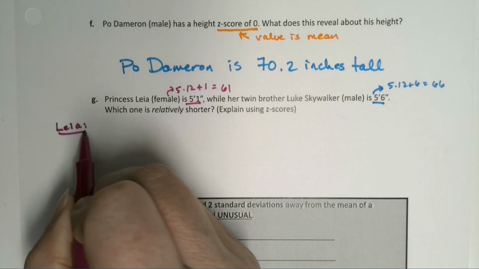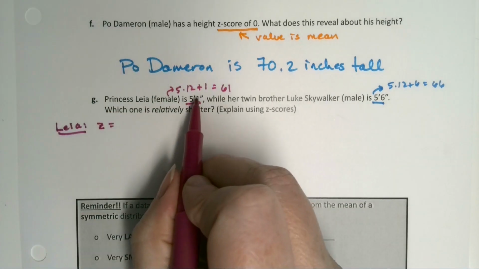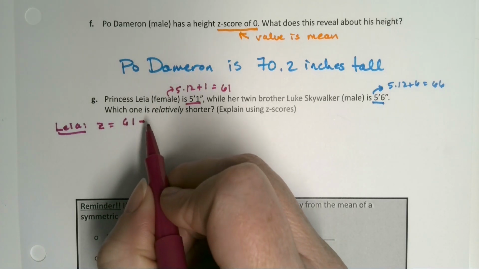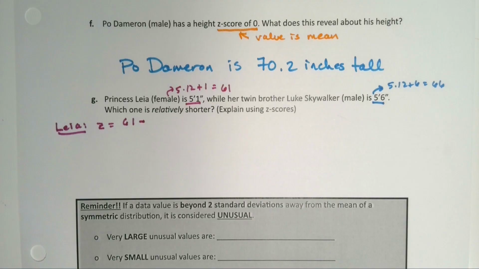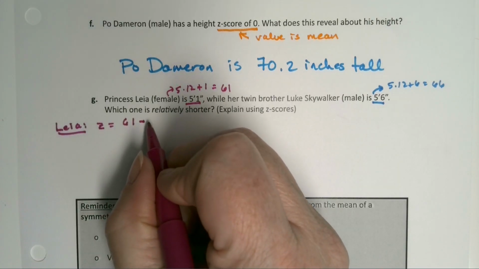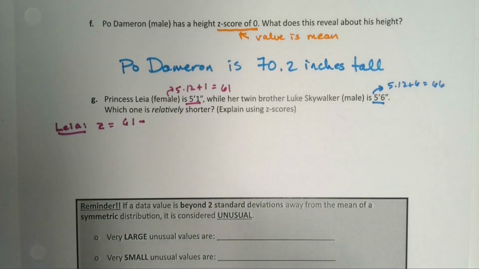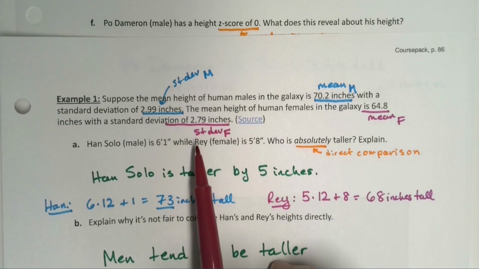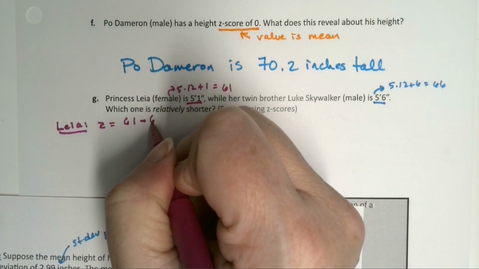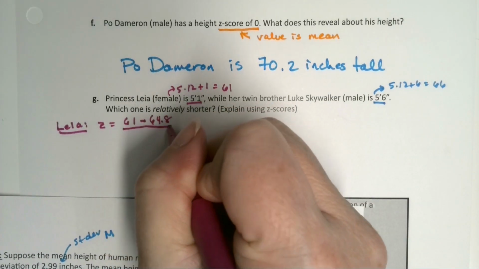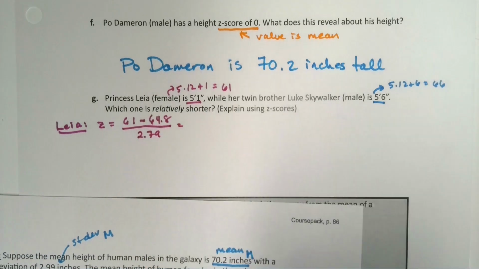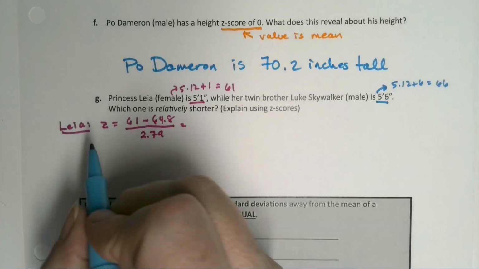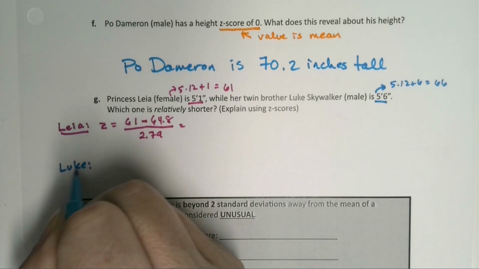So for Leia, the z-score would be her value, which is 61, take away the mean. Well, the mean would be the mean for women, so I have to go back a page and find it. This is why I labeled them up here. All right, so 64.8, and the standard deviation is 2.79. So 64.8 divided by 2.79. I'll go find that in a second, but first I'm going to set up Luke, and then I'll go do both of them together in Desmos.